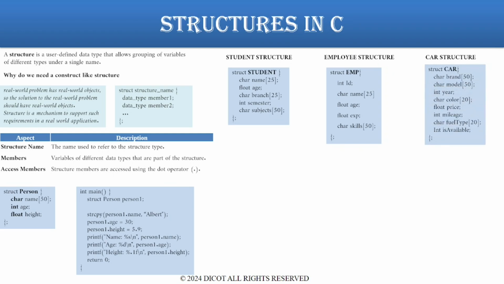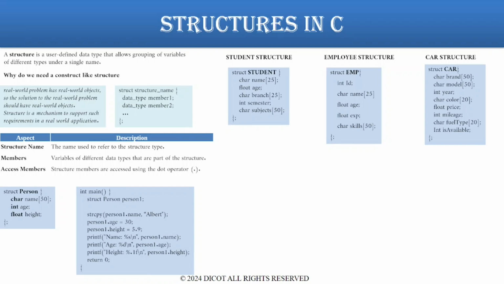So this is a car structure for an application that manages car info for a company that buys and sells cars of different brands. The structure car has the following members: the brand, the model, year, color, price, mileage, fuel type, and is available. Brand is an array of characters. Model is once again an array of characters.